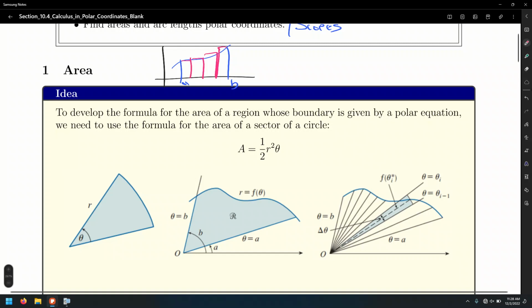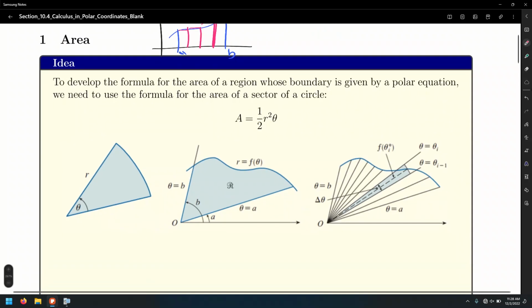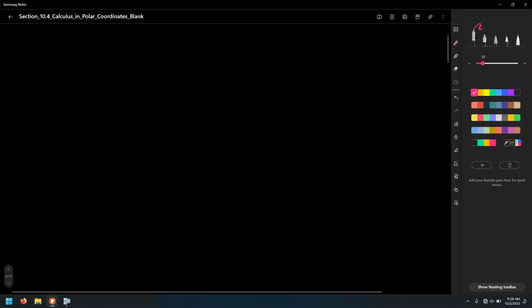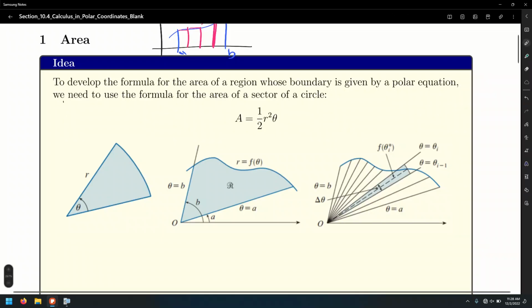How are we going to do this in polar system? Well, instead of finding areas of rectangles as we did in the rectangular system, in the polar system we're going to rely on finding areas of circular sectors. All right, for the simplest case, let me take the circular case. Well, you already know a formula to find the area inside of a circle.